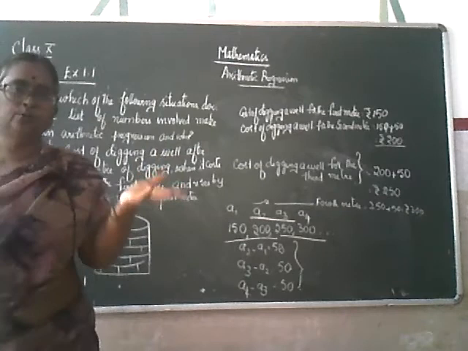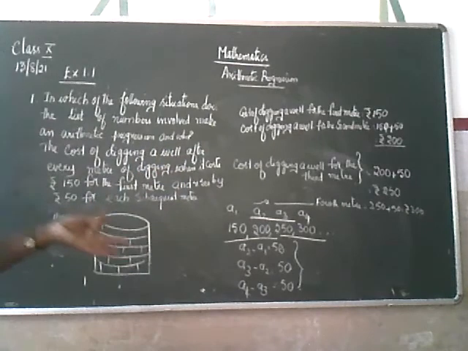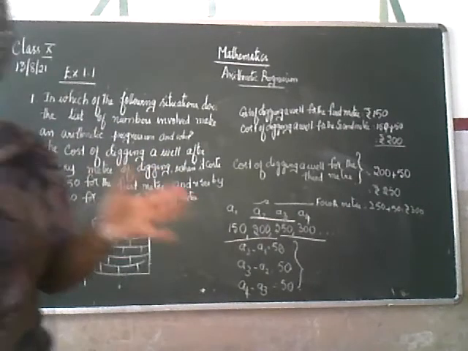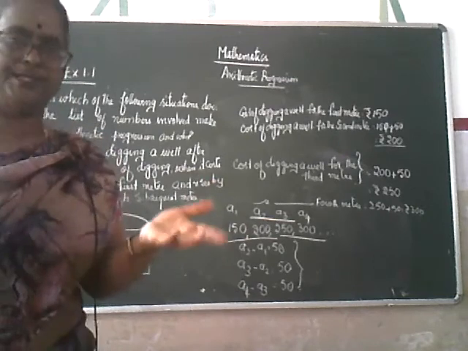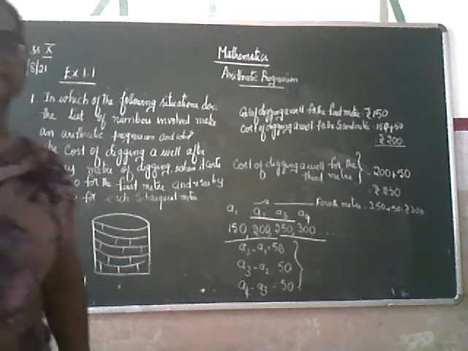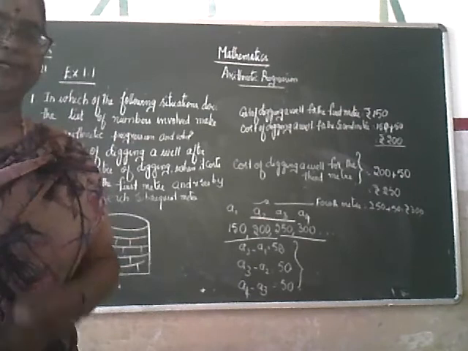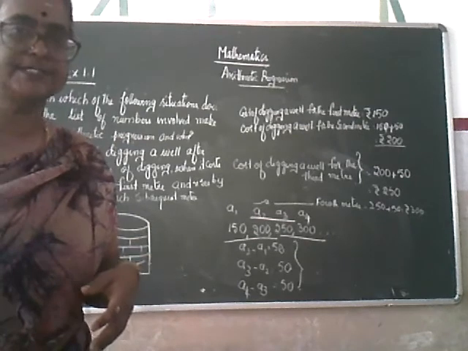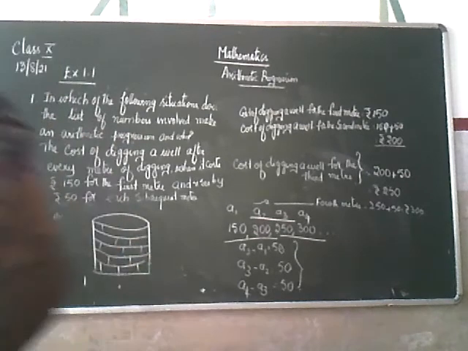So now the difference is constant. Okay, the difference is constant, which is equal to 50 rupees. So therefore, the given sequence is in AP. Okay, understood? The given sequence is in AP.